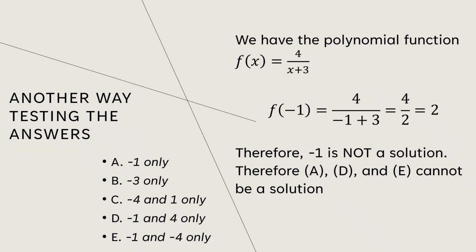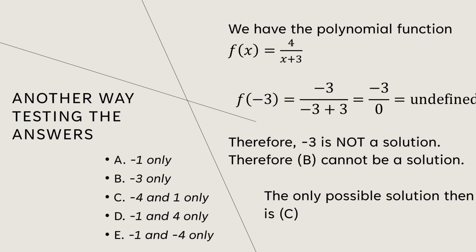Okay, so if we have the function, and we're going to make it f of -1 is equal to 4 divided by -1 plus 3. Well, -1 plus 3 is 2, so 4 over 2 is equal to 2. Well, that doesn't equal -1, so that answer is false. Okay, -1 is not a solution. So we easily eliminate A, D, and E. Okay, so now we're down to choices B and C.